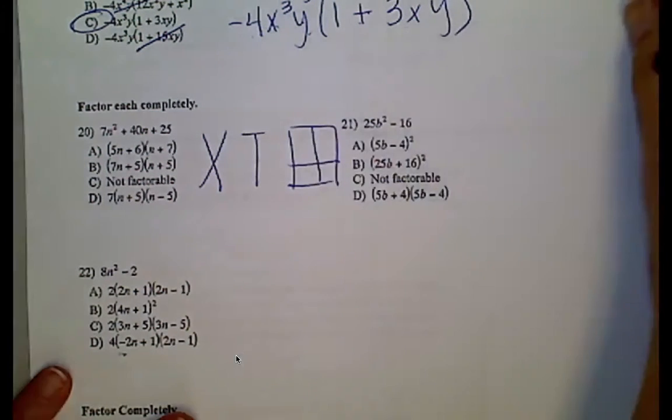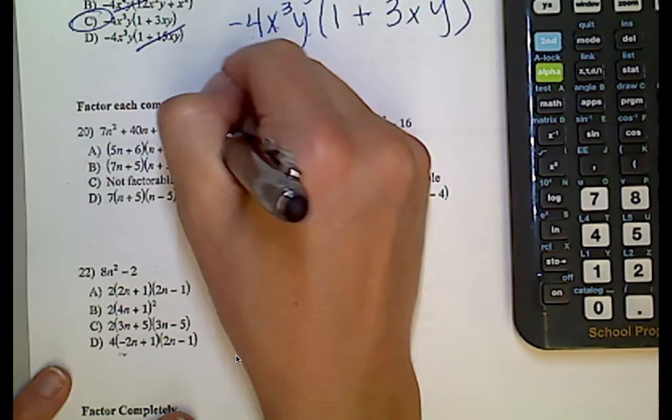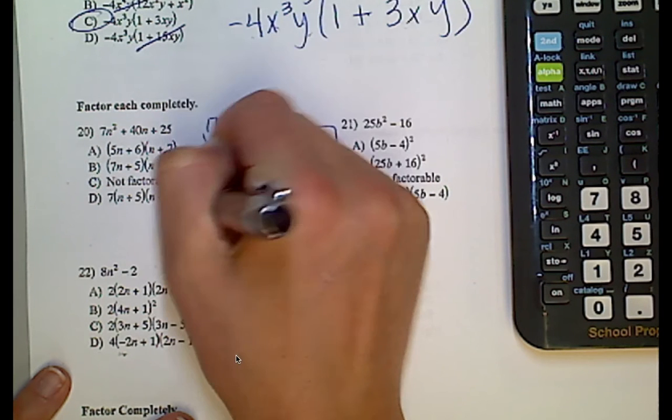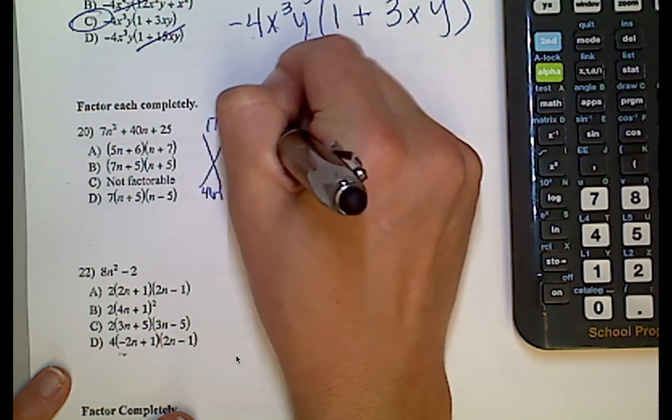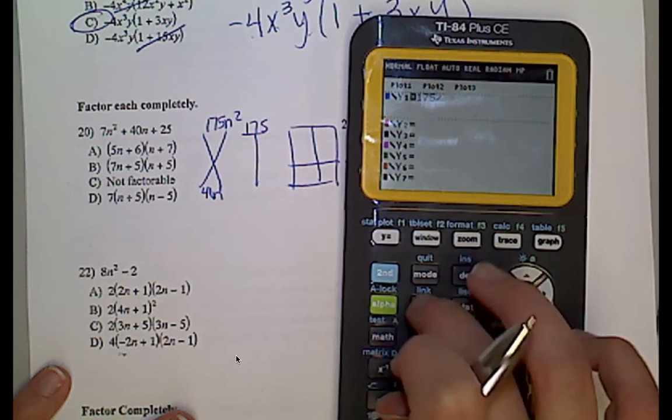Okay? 7 times 25 is 175 n squared. 40 n squared goes down here. So I'm going to find the factors of 175. Go to your calculator and do 175 divided by X.